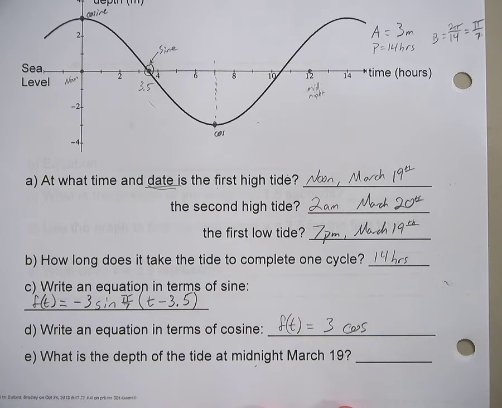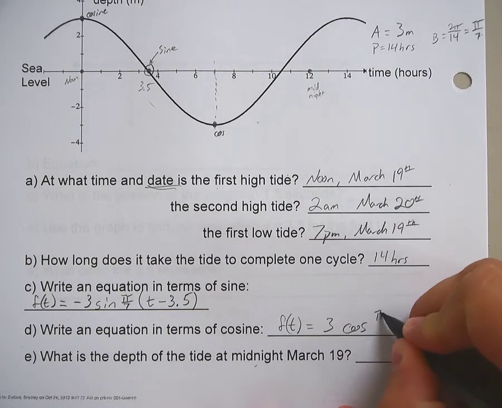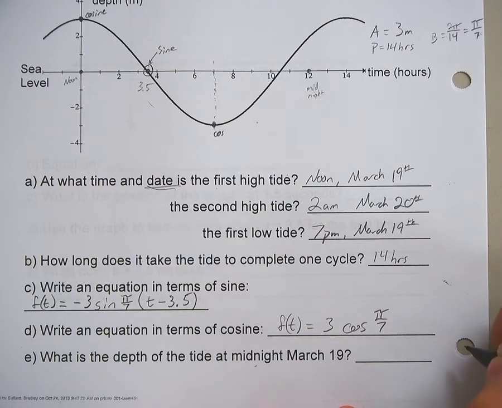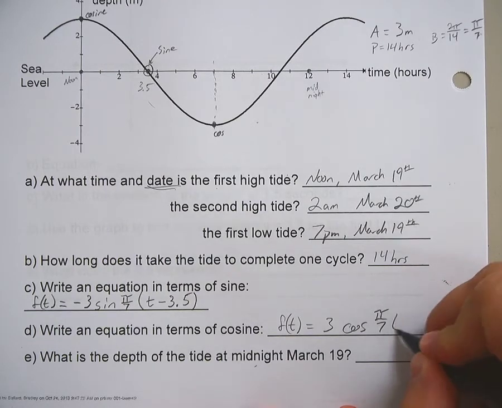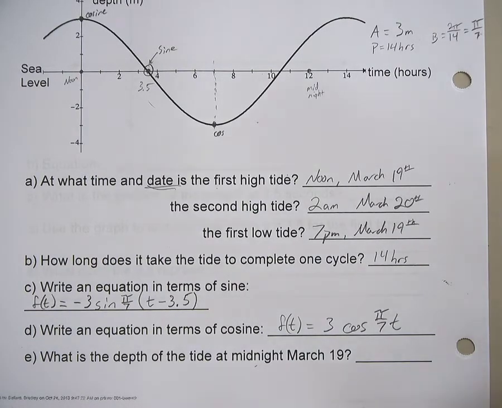And then I've got cosine, and my value for b is pi over 7. And then t. Since I'm not moving it left or right, I'm done. All right?